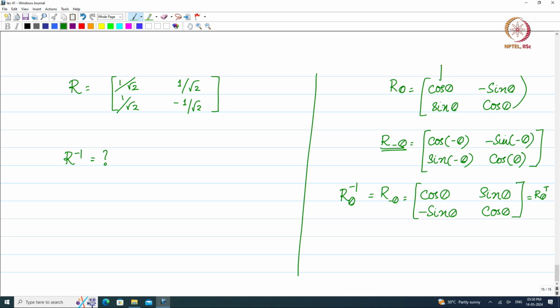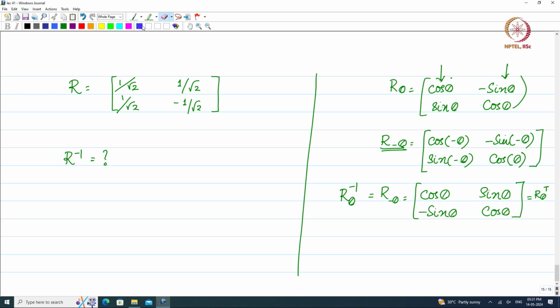If you look at the length of this particular column vector, cos theta sin theta, the length is 1. If you look at the length of the other column vector, the length is 1, and if you look at the dot product of these two vectors, what we see is the dot product is basically 0, which means these two vectors are orthogonal to each other. That means a matrix which has orthogonal columns and each column has a length of 1 is called an orthogonal matrix, and the inverse of an orthogonal matrix is basically its transpose itself, right.